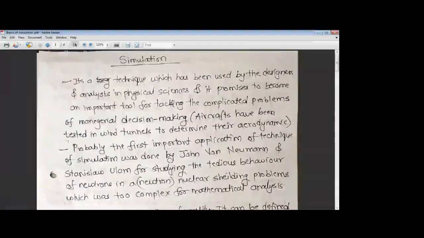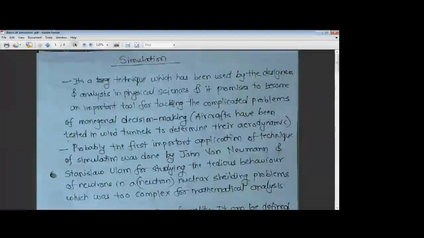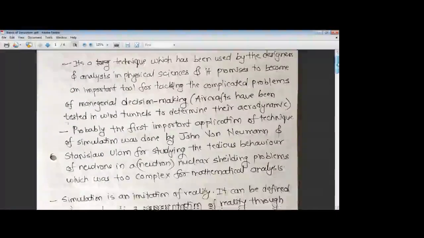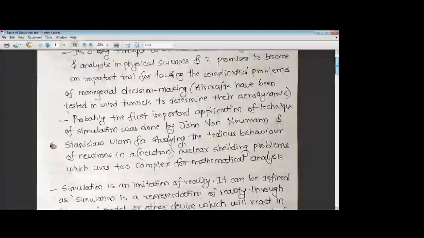So all this has been used previously, but now people have also harnessed it to be an important tool for tackling complicated problems where complex managerial decision making is required, right?